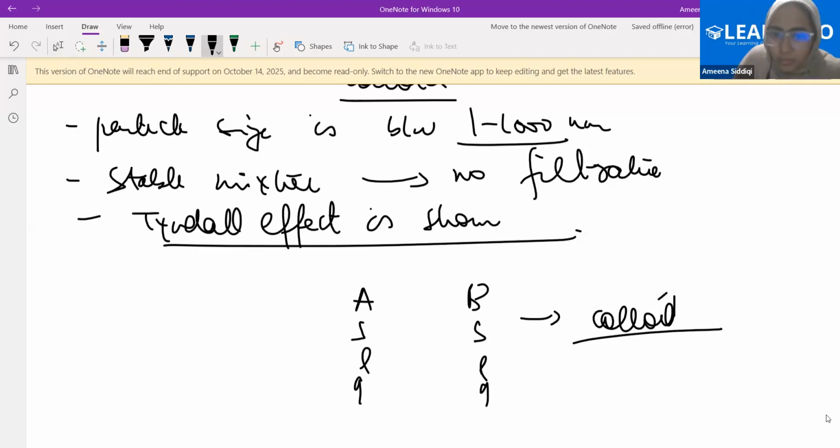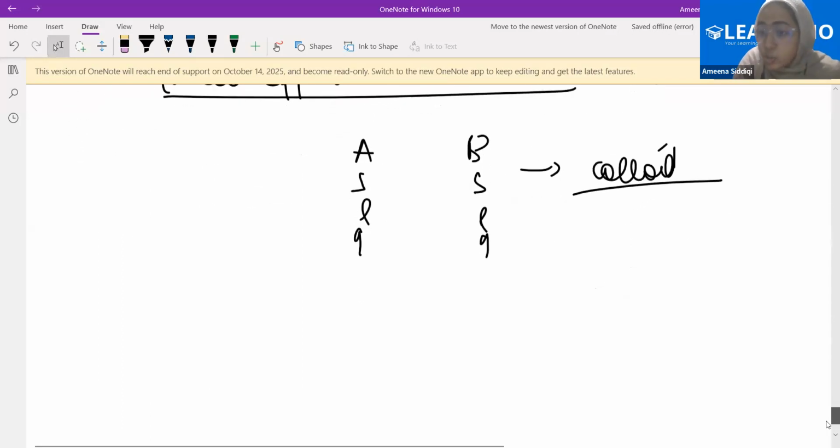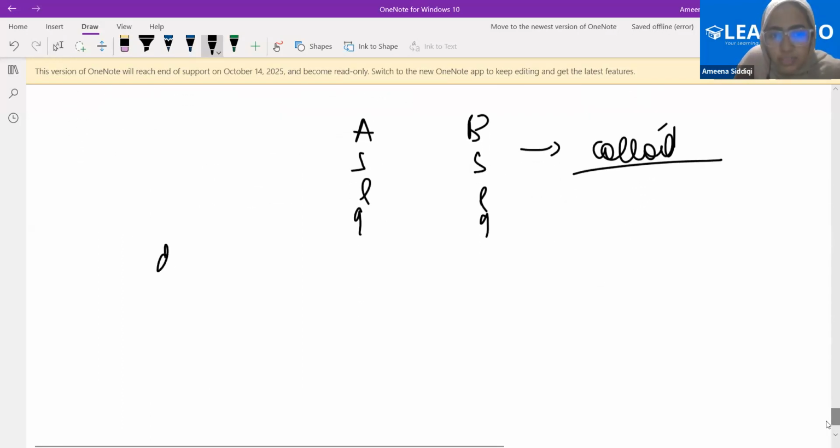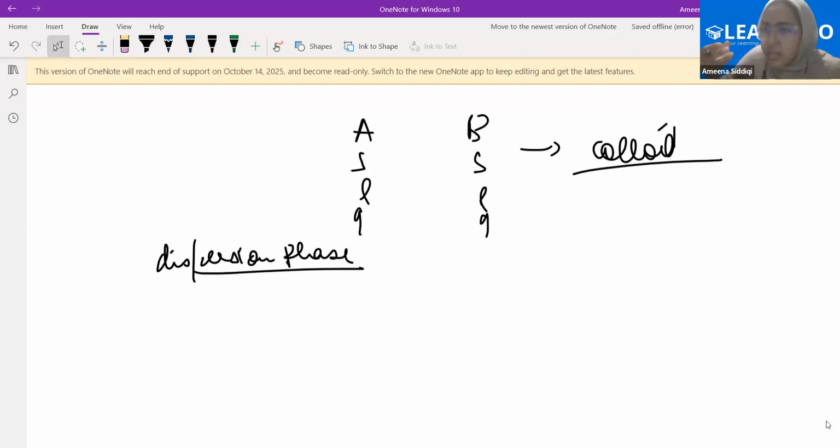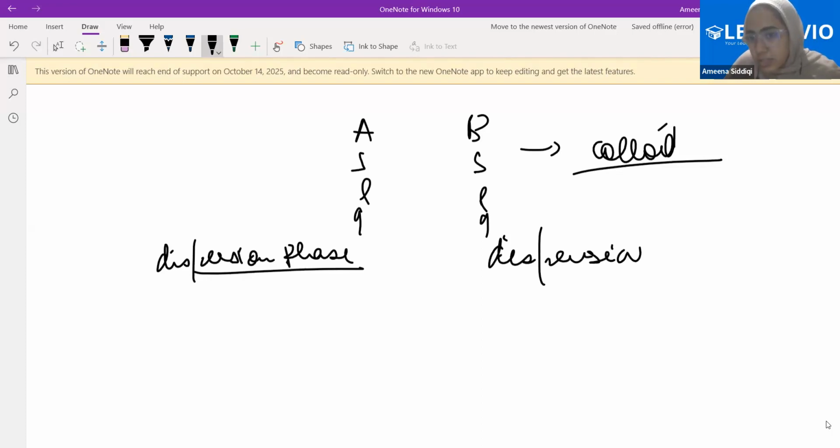The one which is in a smaller quantity or behaving like the solute is referred to as the dispersion phase. The one which is in the greater quantity or behaving like a solvent is referred to as the dispersing medium. Medium means what? The solvent, in which the particles are dispersed, in which something is happening. You can clearly understand there.